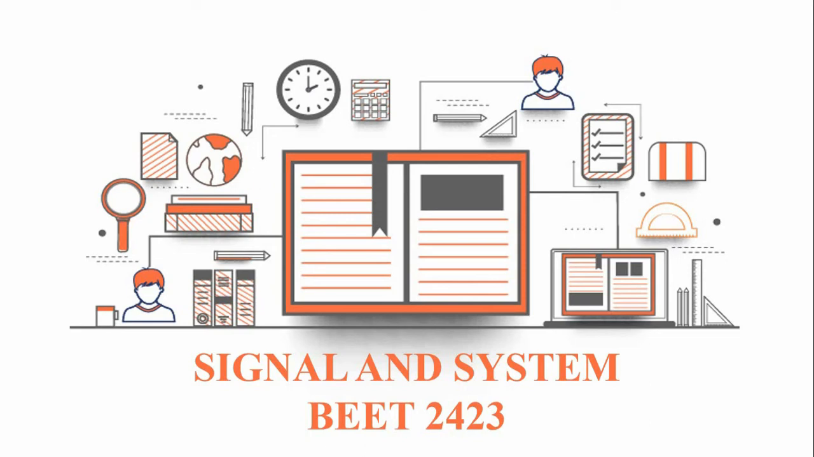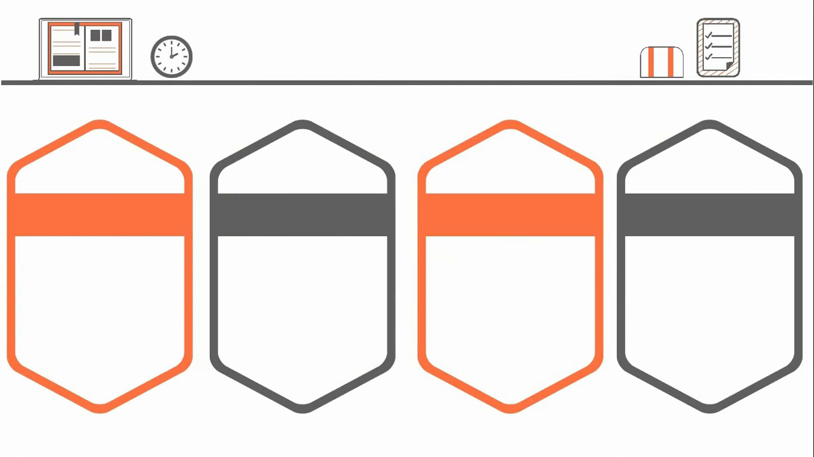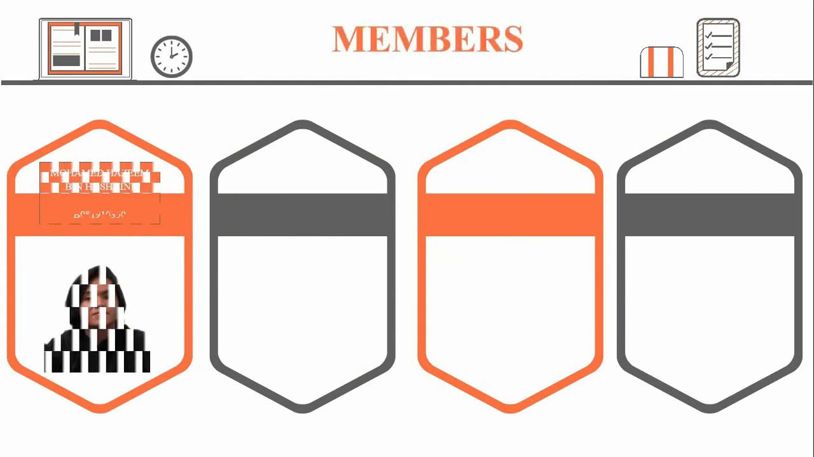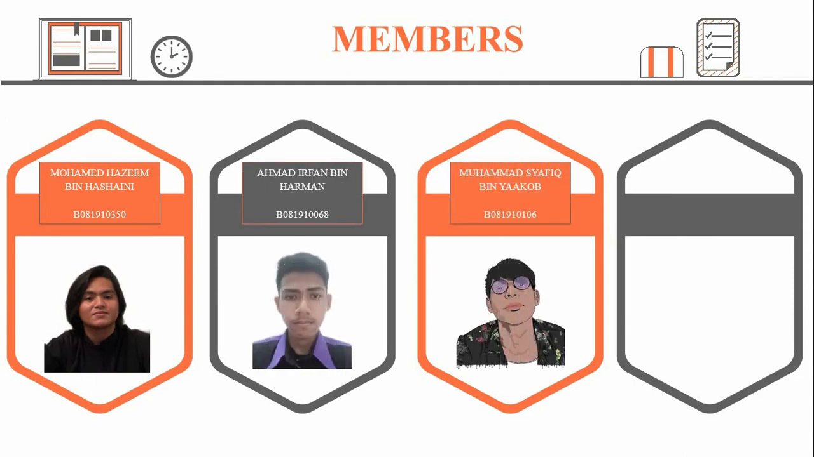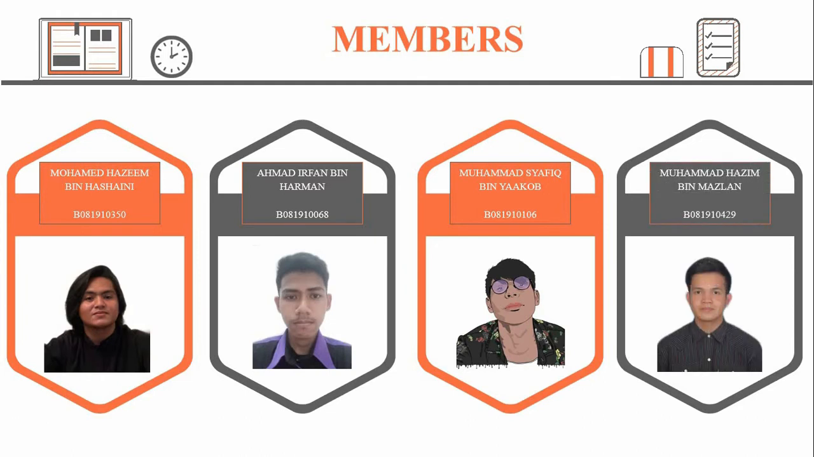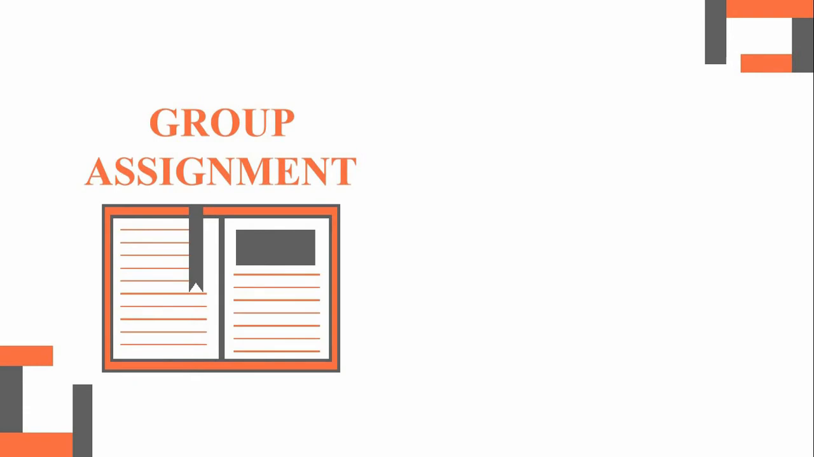Today we are going to present a final assignment for the subject Signal and System, code BET 2423. First of all, let me introduce my group members. The first one is Muhammad Hazim bin Hashaini, then Ahmad Irfan bin Harman. After that we have Muhammad Shafiq bin Yaakob, and finally Muhammad Hazim bin Mazlan. So this is a group assignment.